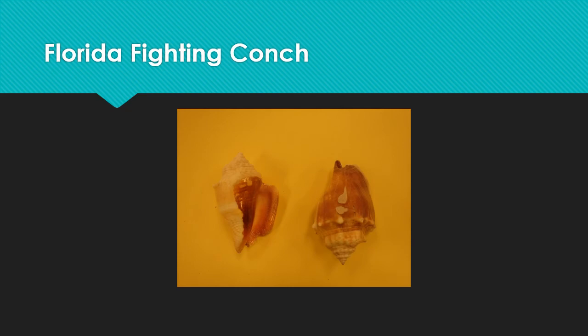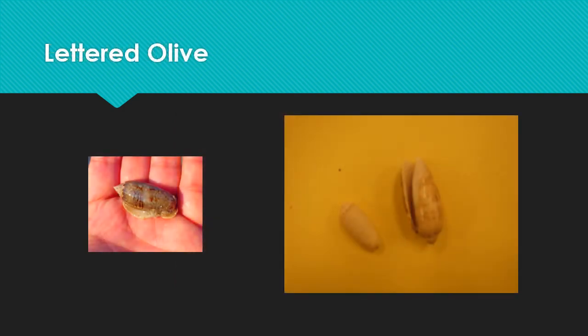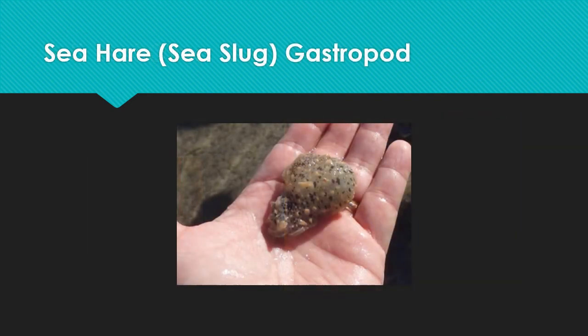The Florida fighting conch is a cool snail that when you find them live and pick them out, they often wiggle, wiggle, wiggle, how they got their name, fighting, trying to shake loose because they assume you're a predator. The pear whelk is a common snail here as well, shaped like a pear. Lettered olives are very smooth, shiny snails. And the nudibranch we have common here is called the sea hare or inkfish even. That is a naked gastropod, a slug.